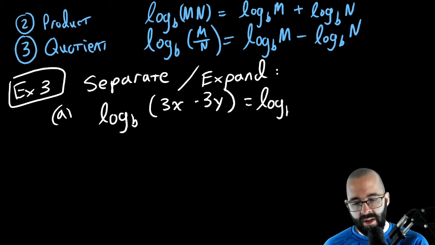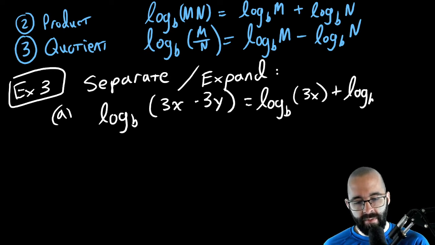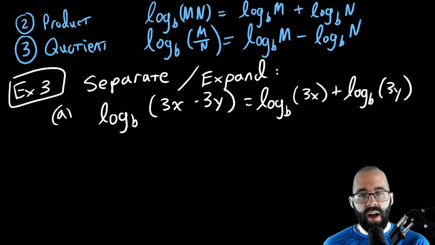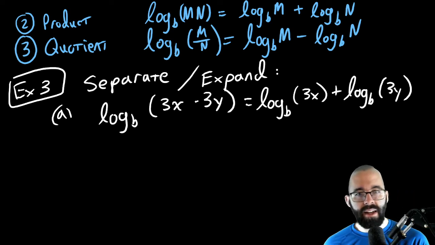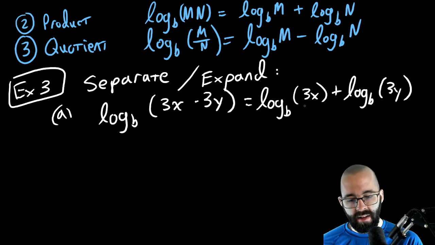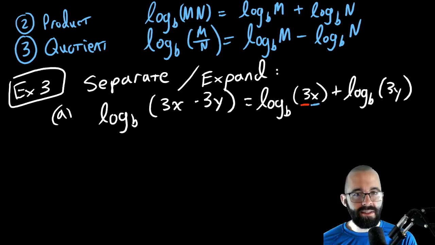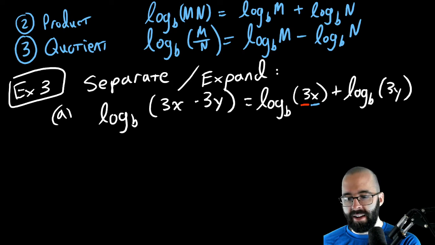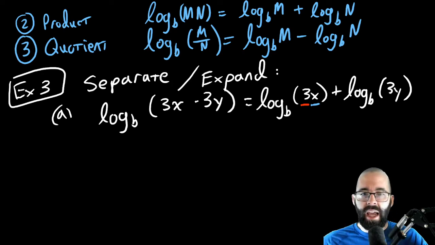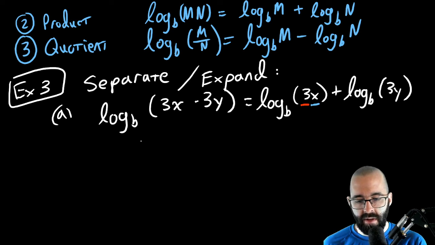So this is the logarithm of the first piece plus the logarithm of the second piece. And in fact, we can separate it even more, right? This is m times something else. 3x is just 3 times x, so let's do it again. Let's separate this as much as we can, just to get some practice working with logarithms.